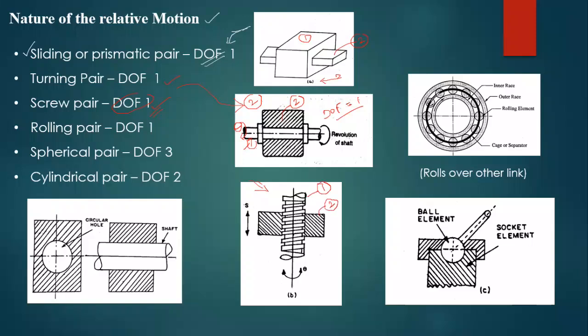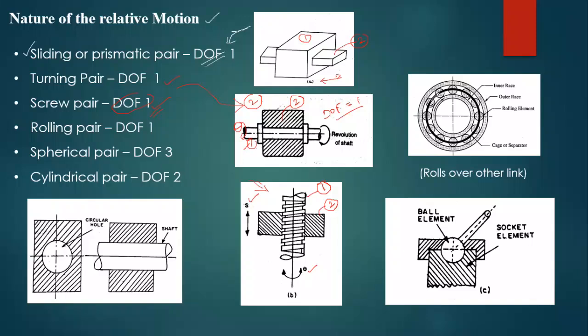So this is the screw link, the first one, and this is the second link. The relative motion between these two links has two motions: one is sliding motion and another one is theta, right? But we know the definition of degree of freedom. Normally, a rigid body possesses 6 degrees of freedom, right?